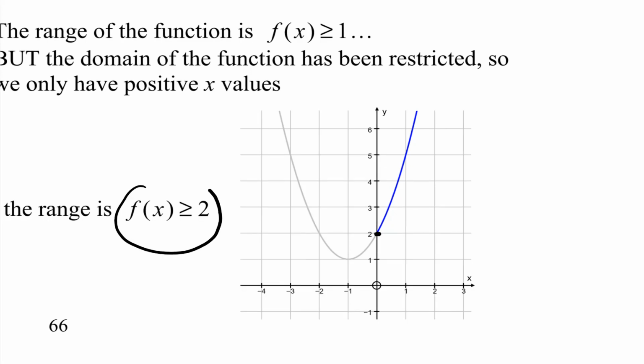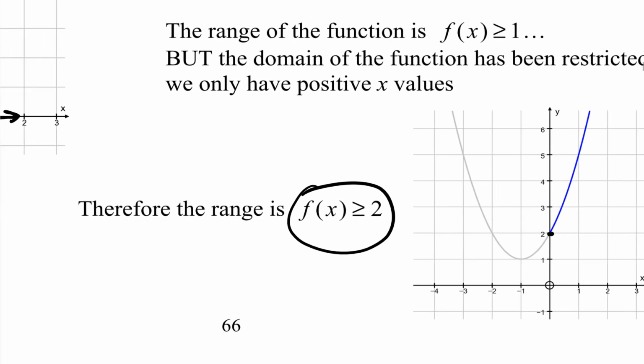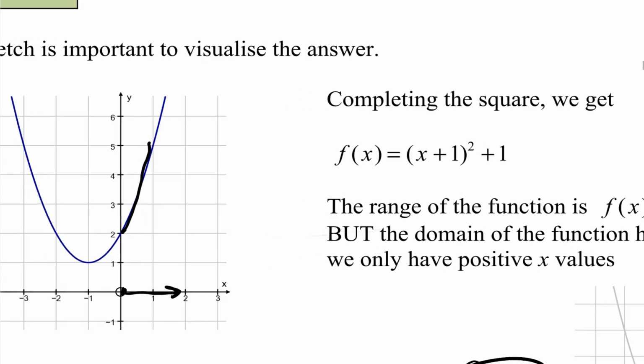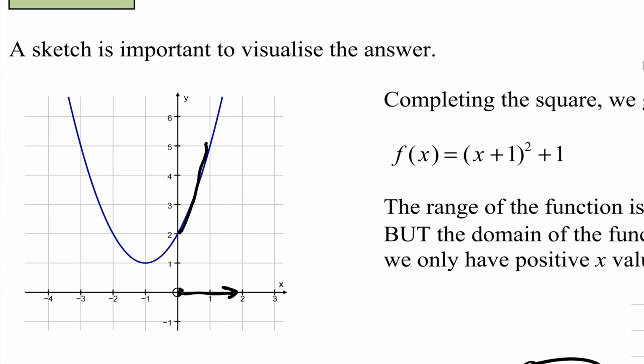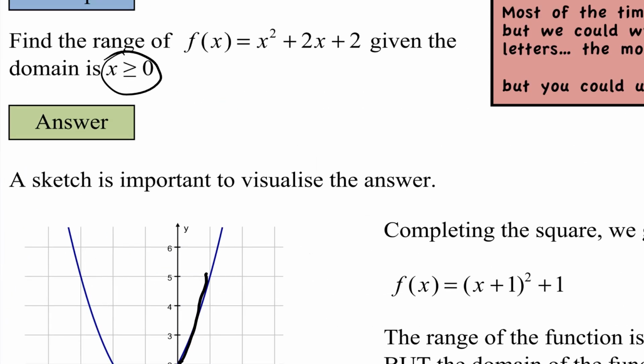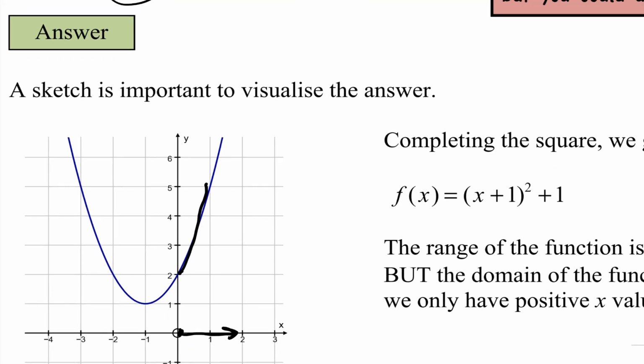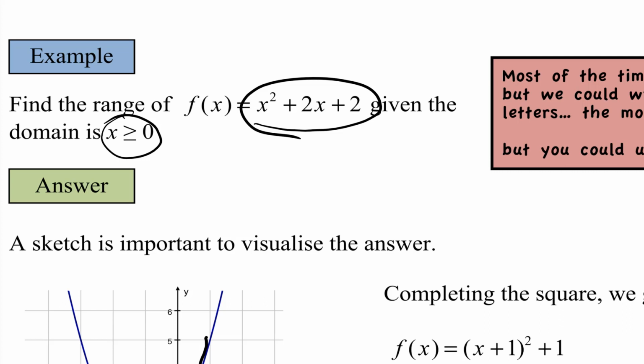So f of x could be greater than or equal to 2. A sketch is often really helpful here. If you don't have the sketch, what I would do is substitute in that value for x, which is x greater than or equal to 0. Put x equals 0 into there, and you see that f of x is equal to 2. Put x equals 1 in there, and you'll get 5 out of there. f of x will be equal to 5. Put x equals 2 in there, and you see that f of x is getting bigger and bigger. So that kind of gives you an indication also that the f of x values are 2 and above in this case.